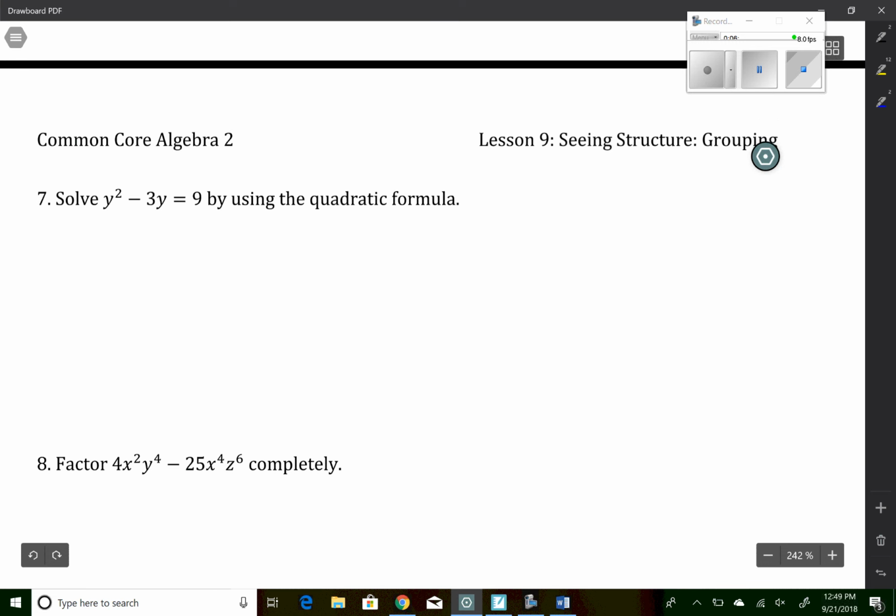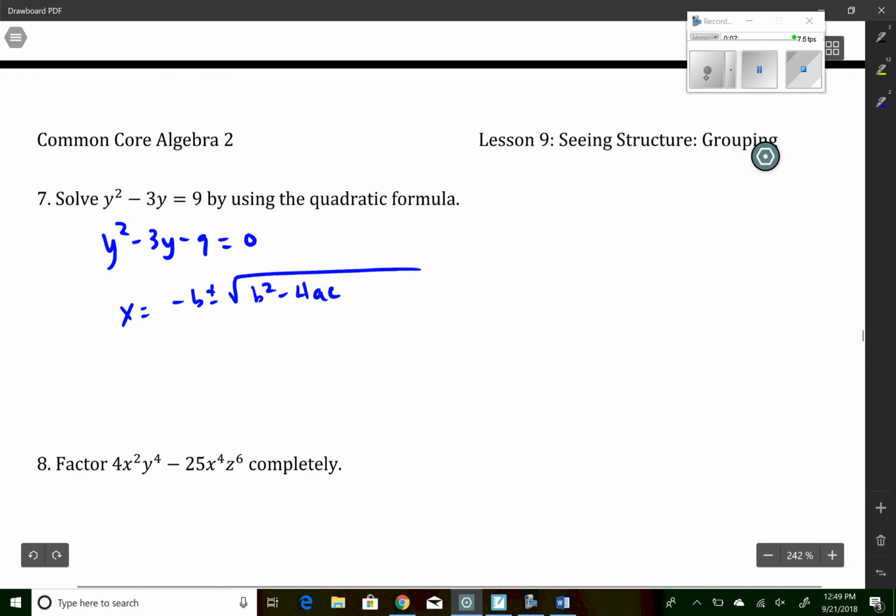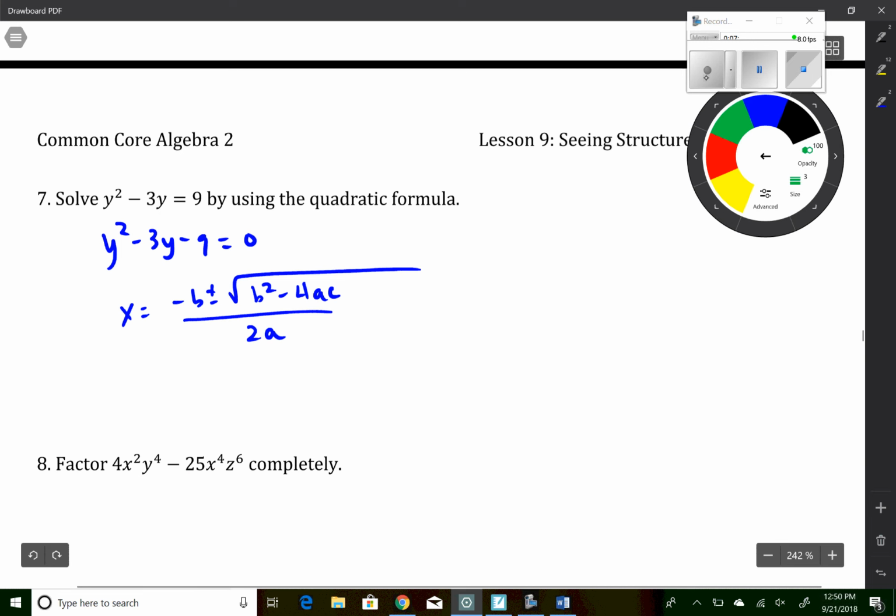Number 7 says solve using the quadratic formula. Subtract 9 from both sides, so I have y squared minus 3y minus 9 equals 0. Quadratic formula we know because we did this in Algebra 1. If you don't, well, guess what? We're going to do it again in Algebra 2. So if you remember from this, we have A, B, and C terms. So the A term is 1, the B term is negative 3, and the C term is negative 9.